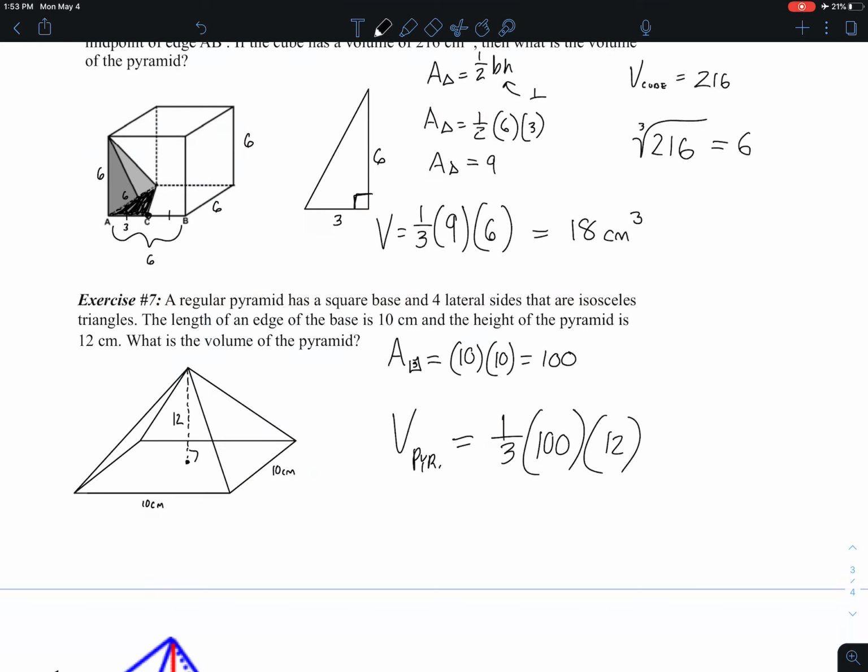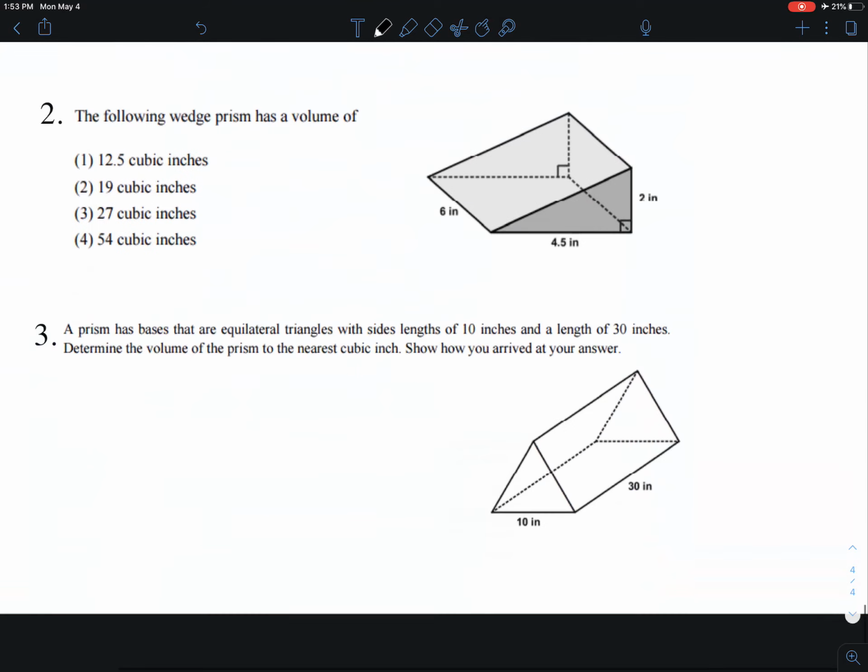So if you want to figure out how to do this in your head really quick, I do 1/3 of 12 first. 1/3 of 12 is 4. 4 times 100 is 400. Right? So pretty straightforward. Volume is 400 centimeters cubed. Okay? So that's pretty much it for this.